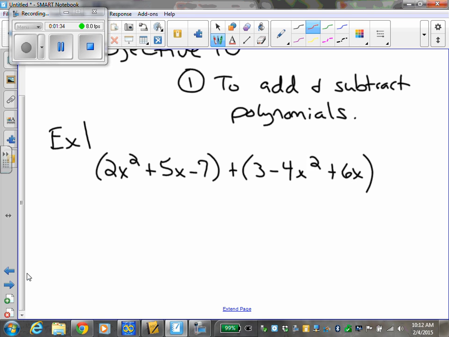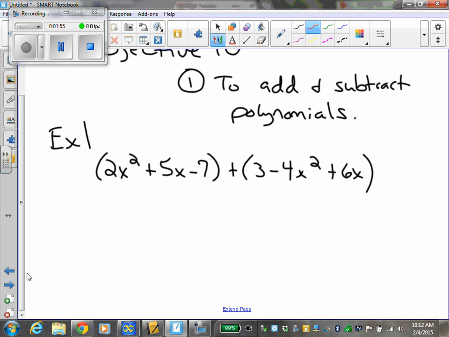So, can we add an x squared with an x? Even though they're both x's, you follow? One is raised to the second power and one is raised to the first power. They don't match. You can't add them. So, we're going to only add our x squareds with our x squareds and our x's with our x's and our numbers with our numbers.